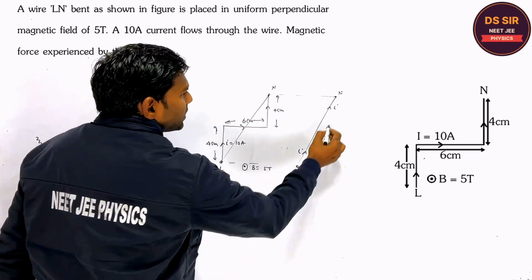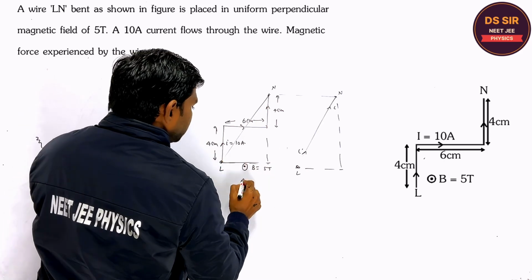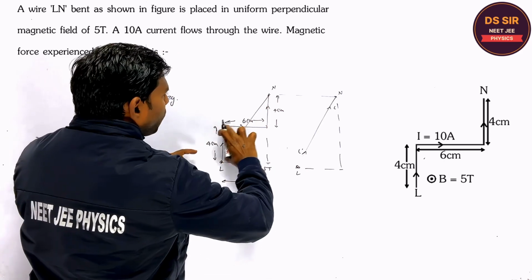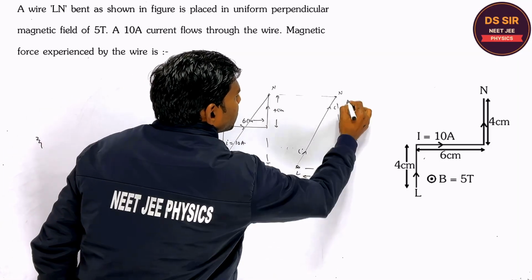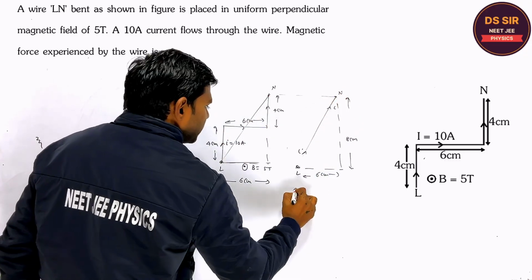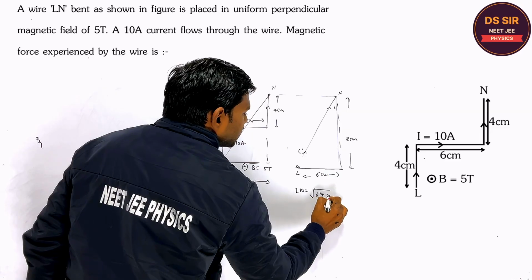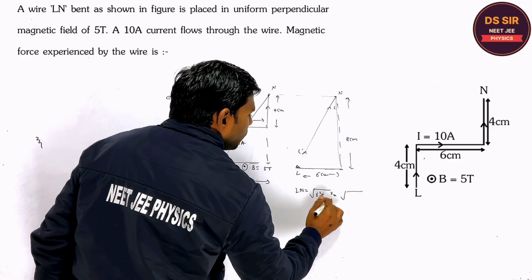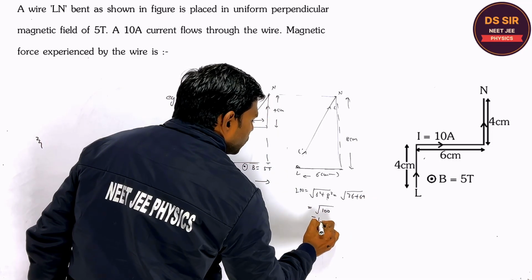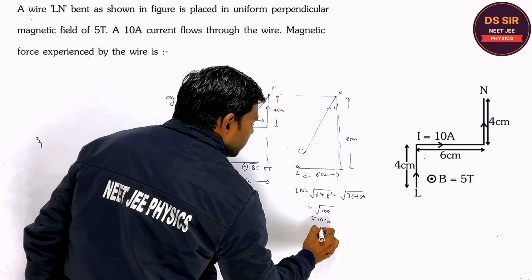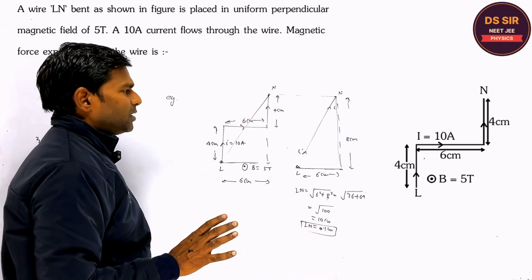So can you find this length? Yes, we can find this length. How? This is 6 centimeter and this is 4 plus 4, which is 8 centimeter. So the value of LN is root over 6 square plus 8 square. So how much is this? 36 plus 64 is equal to 100, which is 10 centimeter, equal to 0.1 meter. So the length of the wire LN is 0.1 meter.